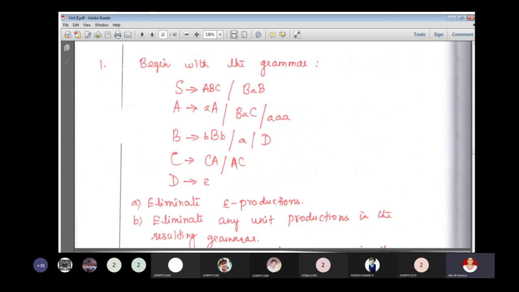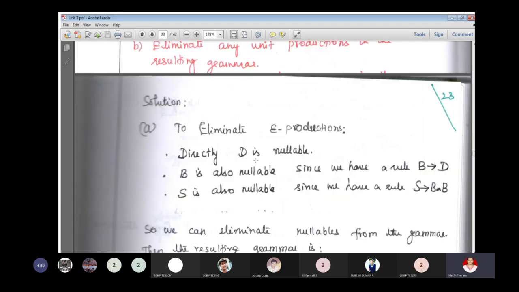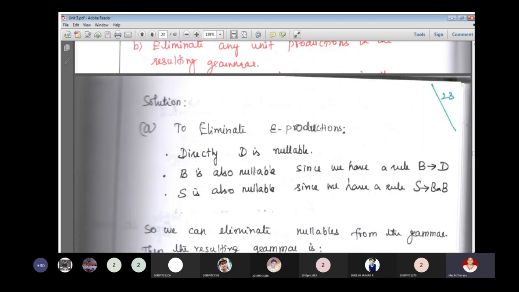Begin with the grammar. This is a given grammar. First, what you are supposed to do, you have to eliminate the epsilon production, then the unit production, then the useless symbol. So to eliminate the epsilon production, from the given grammar, you can see D is directly nullable. B is also nullable since you have B tends to D. And S is also nullable since you have S tends to BAB.